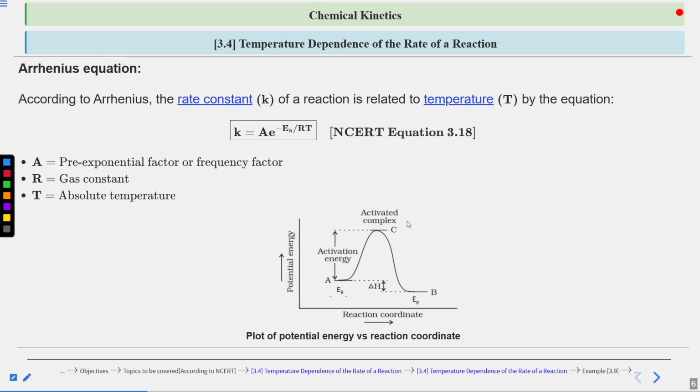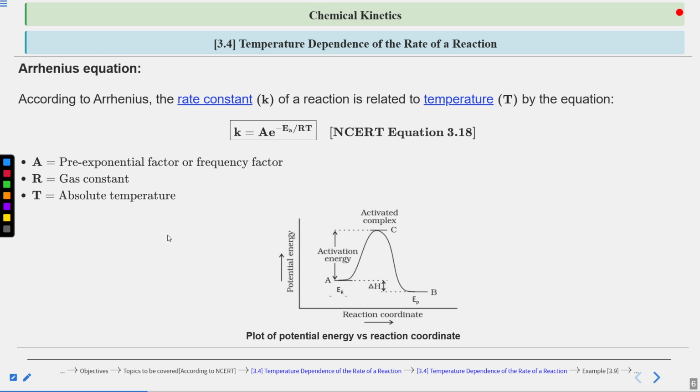There is a state known as the activated complex, marked as C in this graph, at which the potential energy of the reaction is the highest. After this activated complex point, the potential energy decreases with the increase of the reaction coordinate and you get the product, denoted by E of P, the energy of product, marked as B in the graph. The energy difference between the energy of reactant and the energy of product is marked as delta H, and the energy difference between the activated complex and the energy of reactant is marked as activation energy.